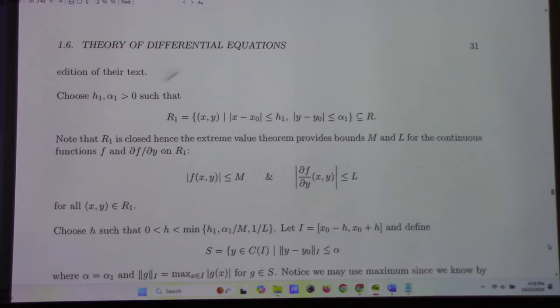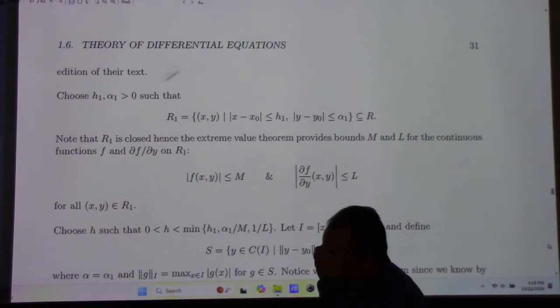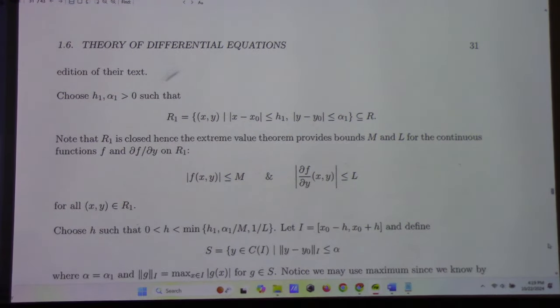So we choose h1 and alpha 1 as follows to get a rectangle we're going to call R1. It's the set of x, y such that you're within h1 units of x naught and within alpha 1 units of y naught. That gives us a closed rectangle. So the extreme value theorem then bounds f and partial f with respect to y by M and L on R1. I can do this because x naught, y naught is a point in the open rectangle, which means there is a closed rectangle around it. I'm just giving it a name.